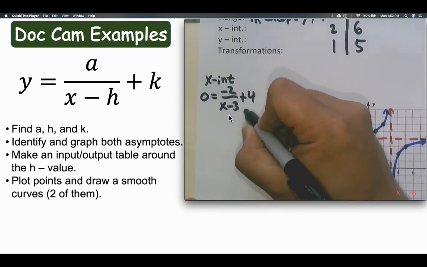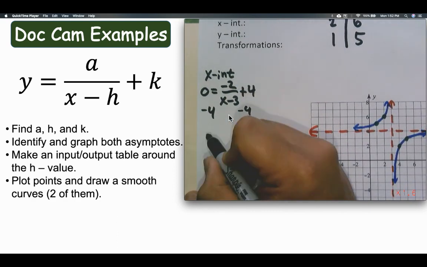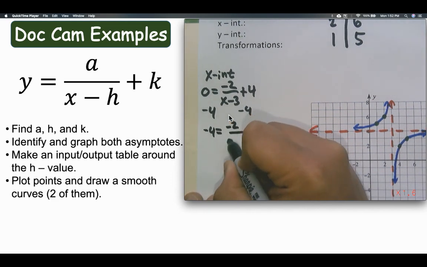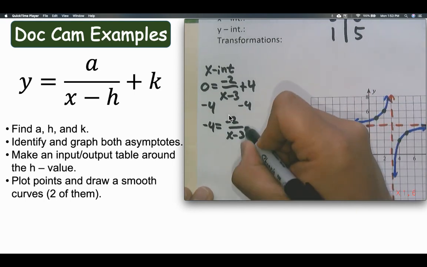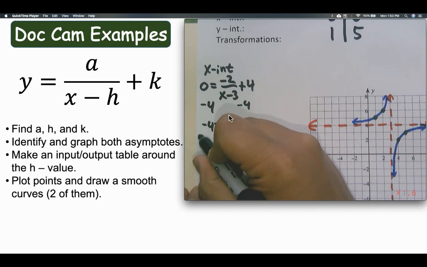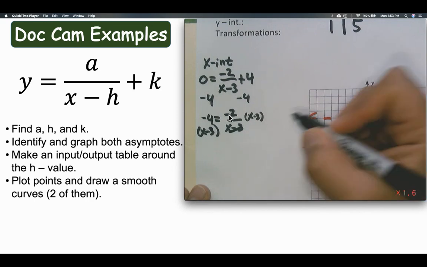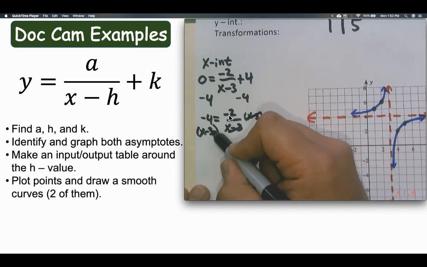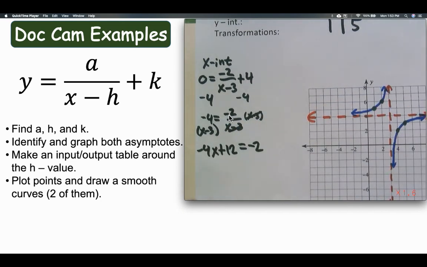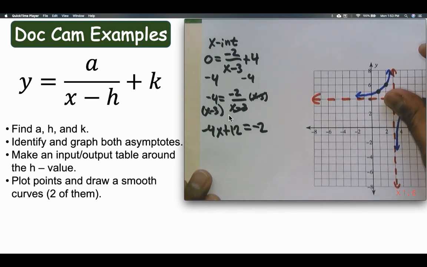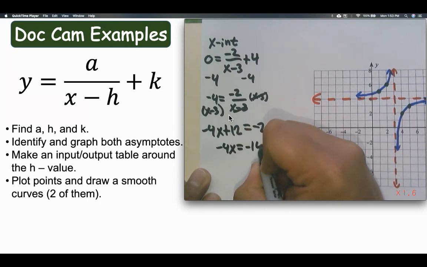So first off, let's go ahead and subtract the 4. So you subtract 4 on both sides. You get negative 4 equals negative 2 over x minus 3. I'm dividing by x minus 3, so I have to multiply both sides by x minus 3. These two are going to cancel off. And I get negative 4 times this, so that's going to be negative 4x plus 12 equals negative 2. All right. And then I'm going to subtract 12 from both sides. So I get negative 4x equals negative 14.